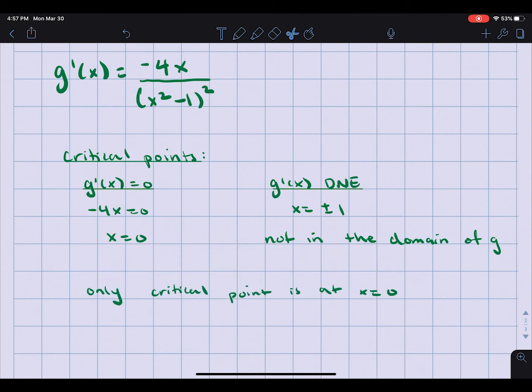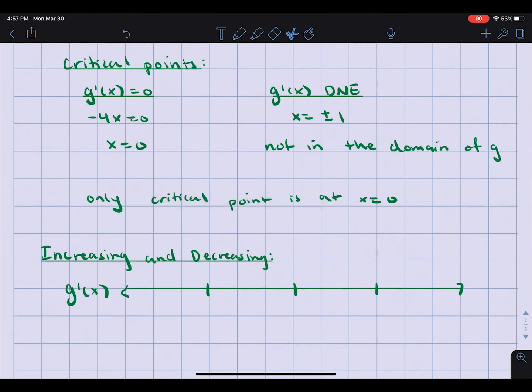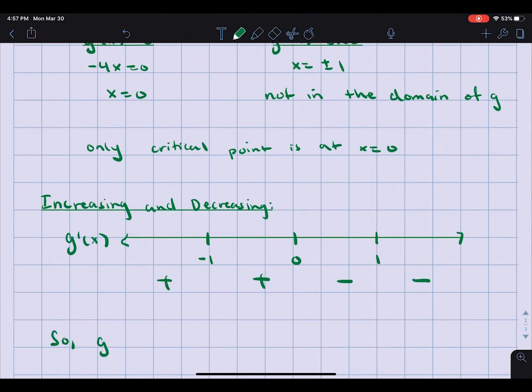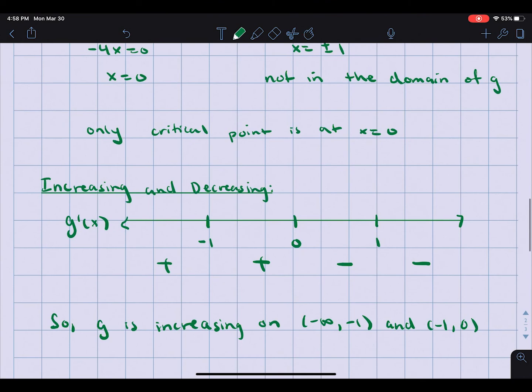Now we will find the intervals on which g is increasing and decreasing. So notice that for all negative values of x other than x equals negative 1, g prime is positive. So g is increasing on those intervals. When x is positive and not equal to 1, g prime is negative, so g must be decreasing on (0, 1) and (1, infinity).